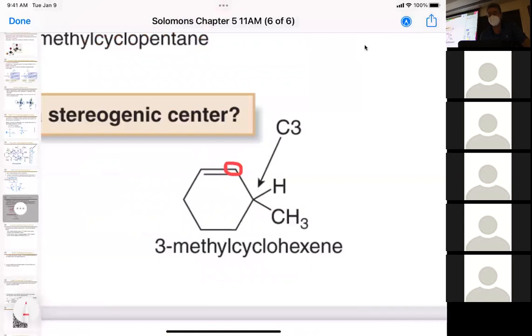So we have a CH2, a CH3, an H, and then this is a CH. 4 different groups. We now have a chiral carbon. And if you try to draw that same plane here, you're going to have a double bond on one side and a single bond on the other. It does not have a plane of symmetry. Therefore, it is chiral. Okay, so 4 different things, no plane of symmetry.